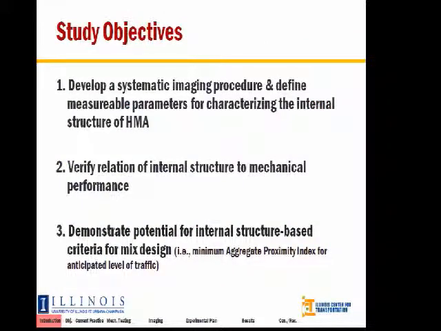So the objectives for this study. First of all, develop a systematic imaging procedure and define measurable parameters to be able to characterize that internal aggregate structure. Later, verify the relationship of this internal aggregate structure to mechanical performance.